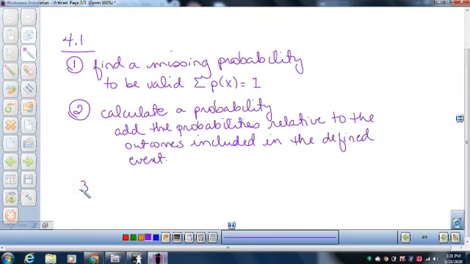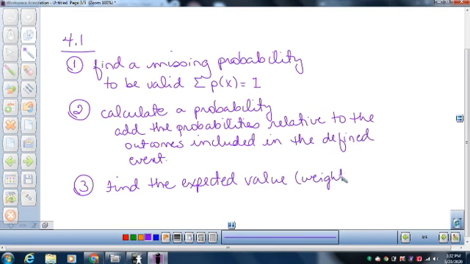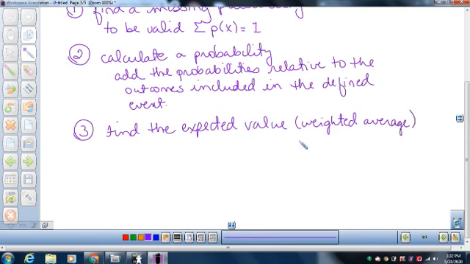Now, the third thing that you could be asked to do is to find the expected value. And the expected value is the same thing as finding the weighted average. And that was talked a little bit about in chapter 2. So when you talk about a weighted average, instead of taking your x values, adding them up, and dividing by how many there are, you're considering the fact that they may not be equally distributed. They may have different probabilities, and so you're going to weight each x value based on its probability and then find its average. The way that you're going to do that is you're going to take the sum of each x value times its individual probability.